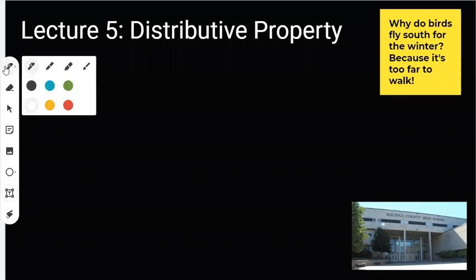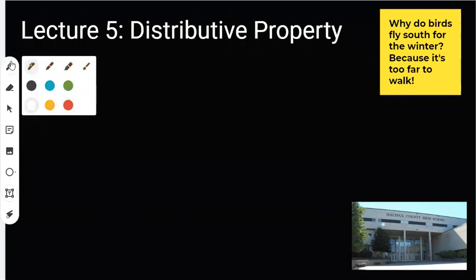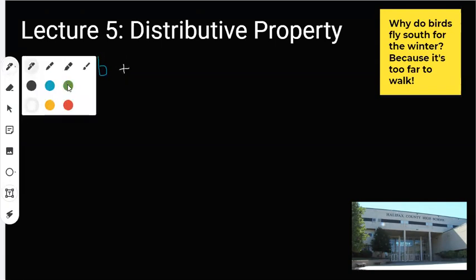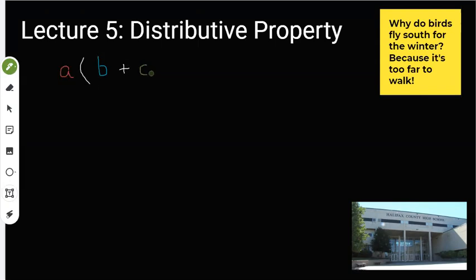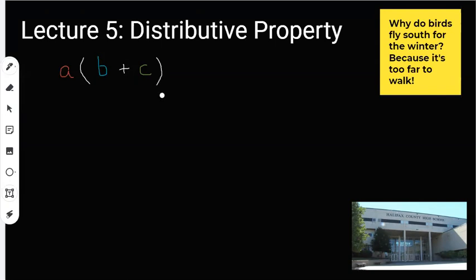Well, I'm going to go over here and choose red, and I'm going to put an A on the outside. And then on the inside of the parentheses, I'm going to put a B plus C. So I'm going to have B, let's make it blue. And then I'm going to have a plus in the middle. And then I'm going to have a green C. And then I'll close it up. Okay, so this is the distributive property.